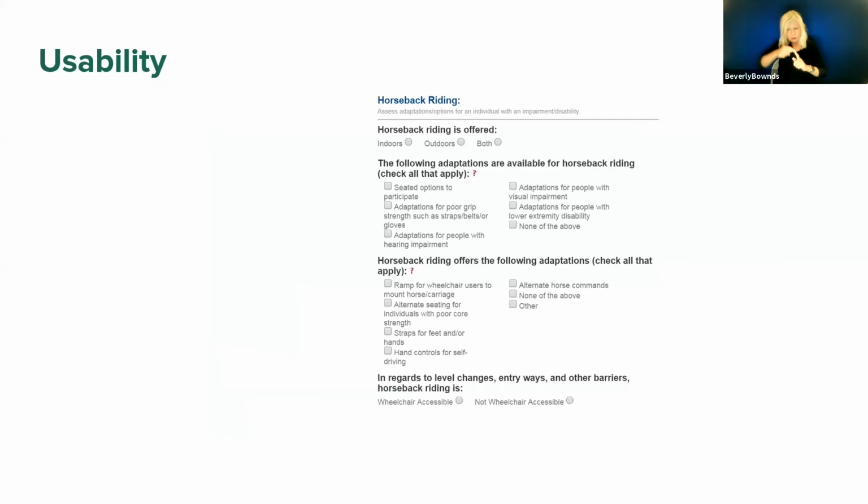We also believe just because a place is accessible, it doesn't mean it is usable. So the example here shows the horseback riding. We also collected details about all the adaptations provided by the facility on each and every resource.